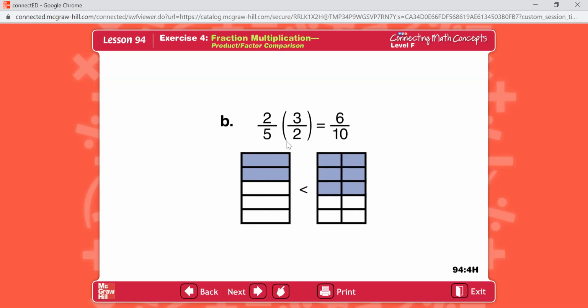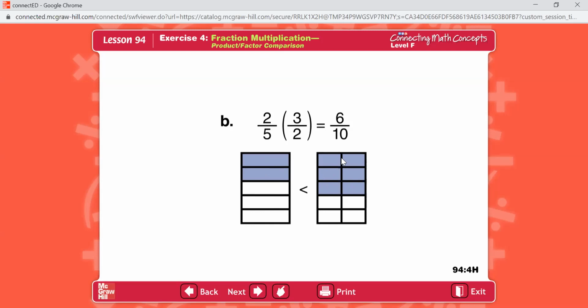Notice this is a top-heavy fraction, meaning our answer is going to be more than 1, more than what we started with. 2 out of 5 is shaded in here, and 6 out of 10 is shaded in here. Which has more? 6 out of 10, proving our answer.